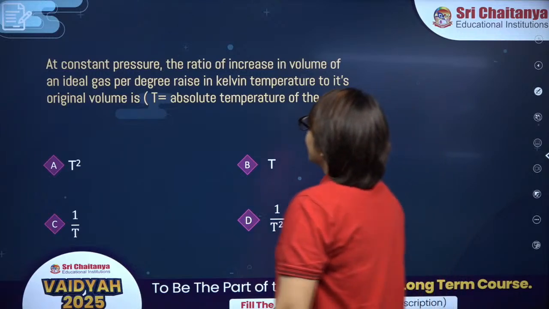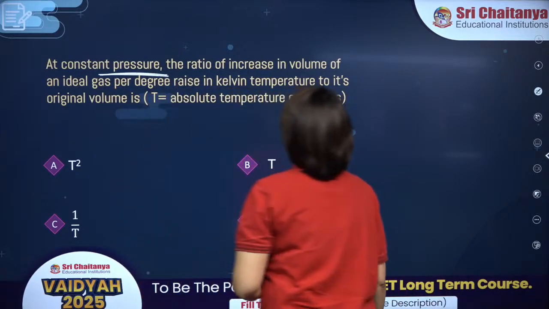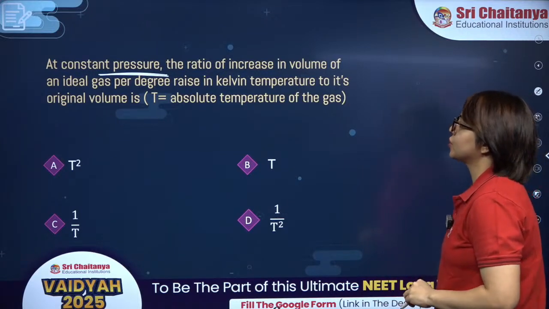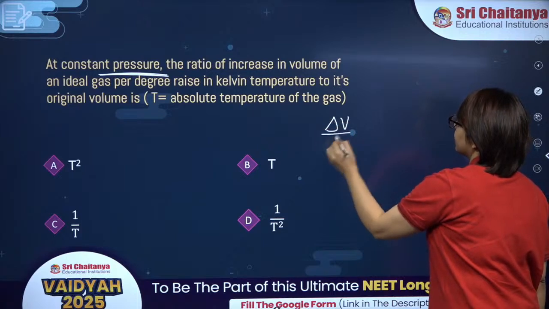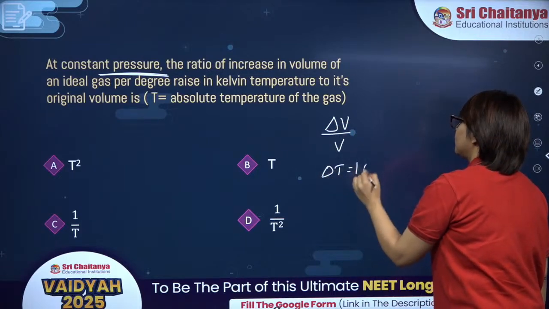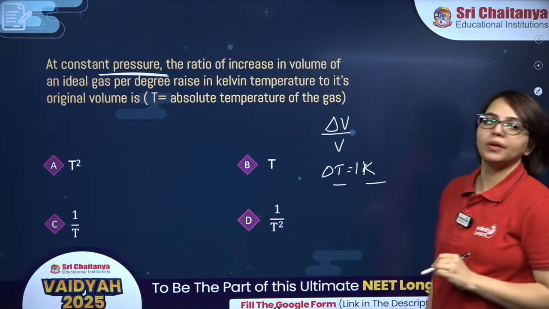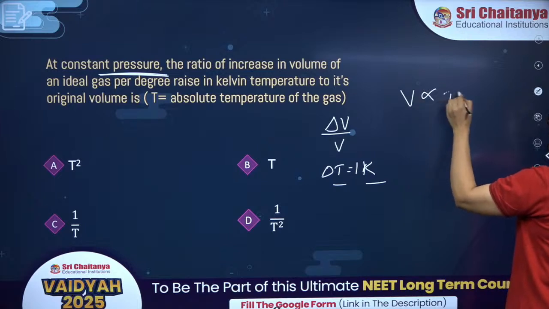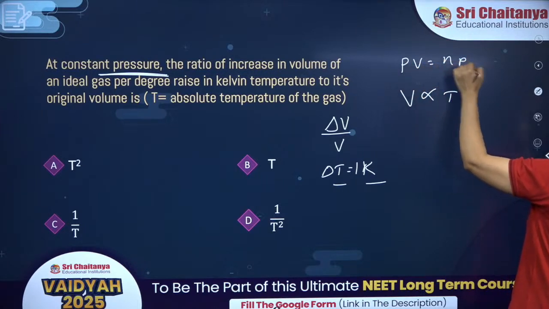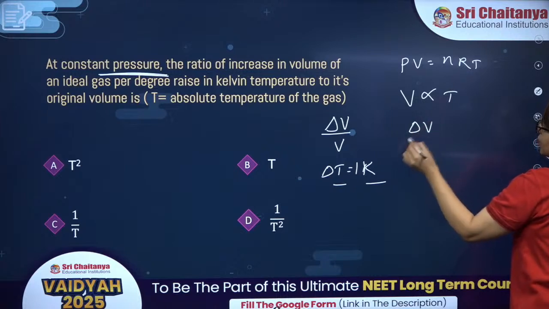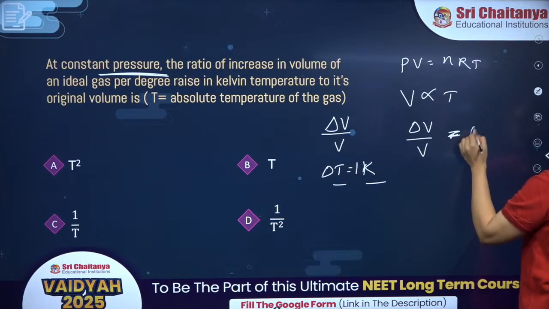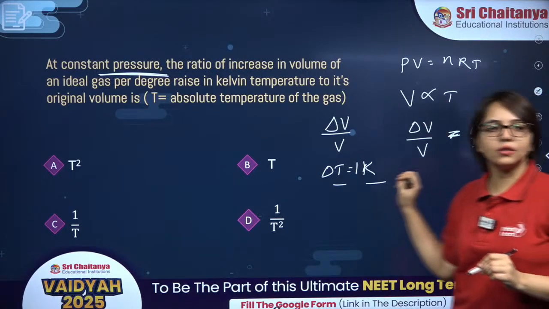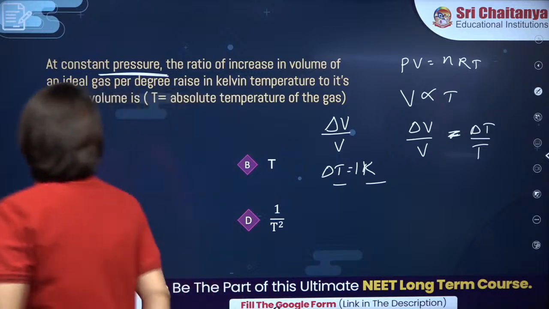Next is this one. At constant pressure, the ratio of increase in volume of an ideal gas per degree rise in Kelvin temperature to its original volume is. You have to find delta V upon V if delta T is equal to 1 Kelvin at constant pressure. Okay, so if pressure is constant, V is directly proportional to T, PV is equal to nRT. So basically delta V upon V should be equal to delta T upon T, right? We have to find this one, delta T is given as 1. Now you can identify the correct option over here.